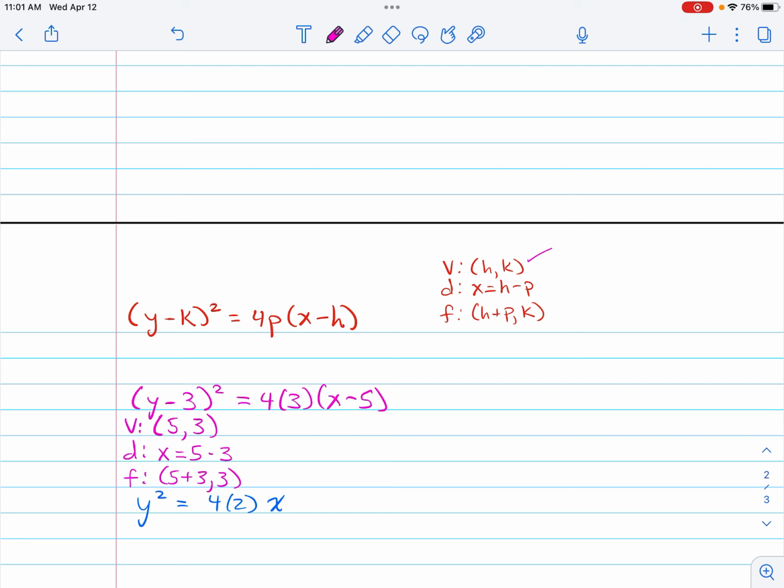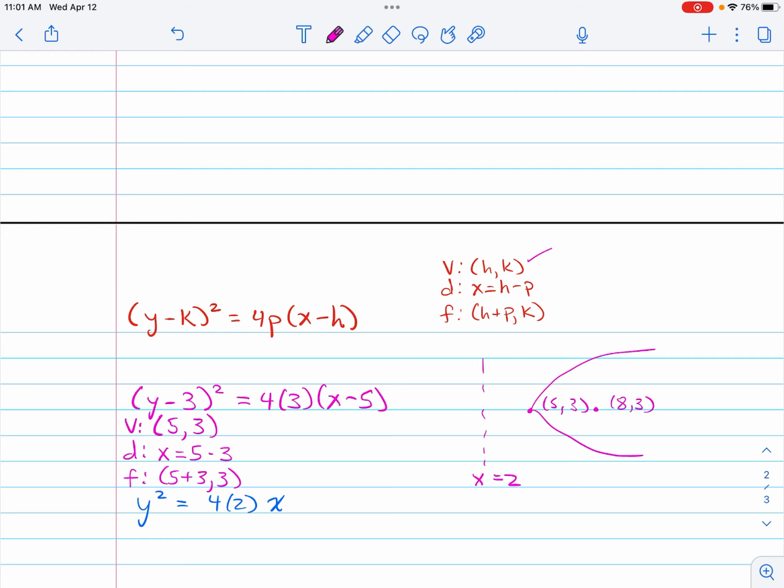Okay, so let's see what this looks like. We've got the point, the vertex, 5, 3. Okay, here's 5, 3. The directrix is x equals 2, and the focus is 8, 3. So the whole thing looks something like this.